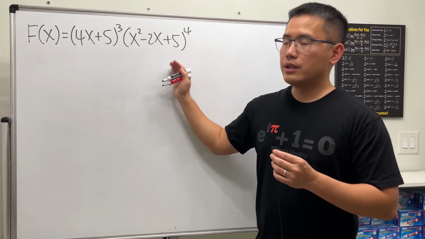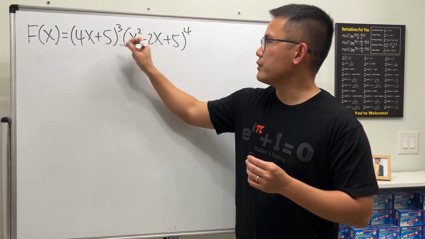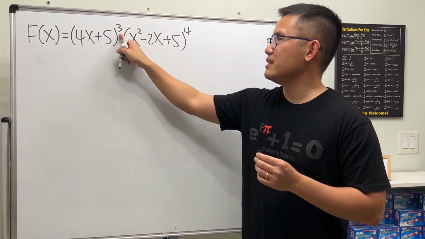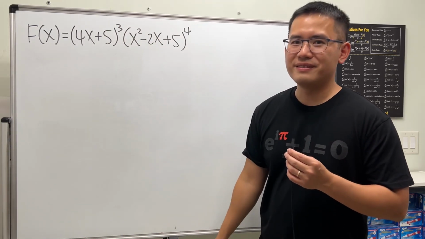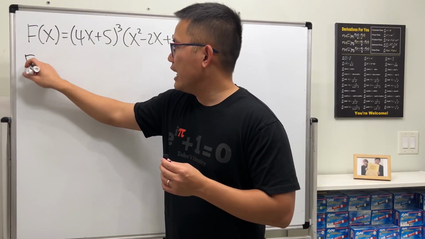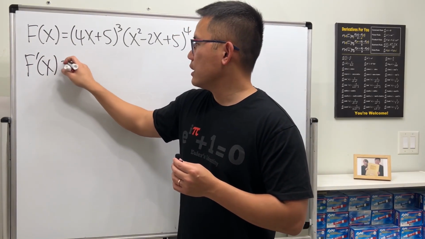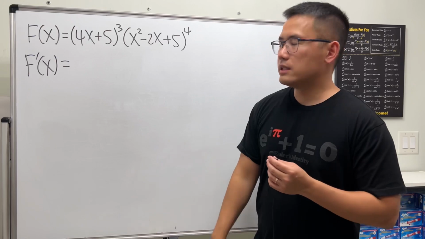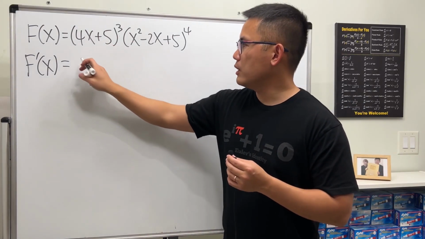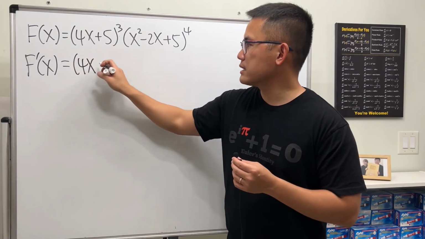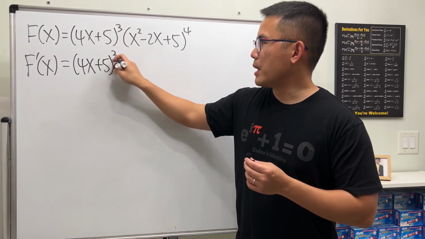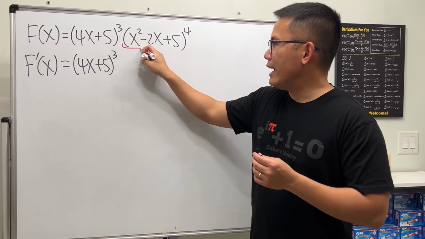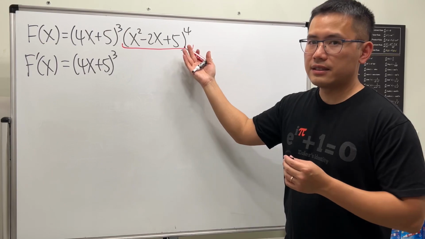Product rule in action. Because this is a product of two functions, right? There's a dot technically. Just remember there's a multiplication. So f prime of x. The product rule says we are going to keep the first function, which is just write it down, 4x plus 5, and then third power. Then we will have to multiply by the derivative of the second.